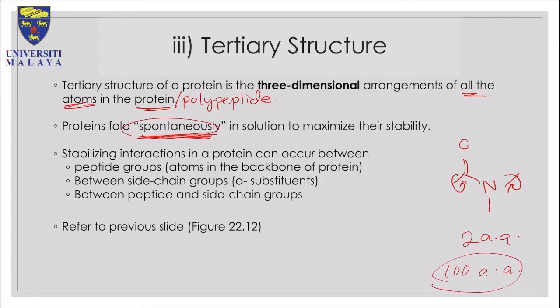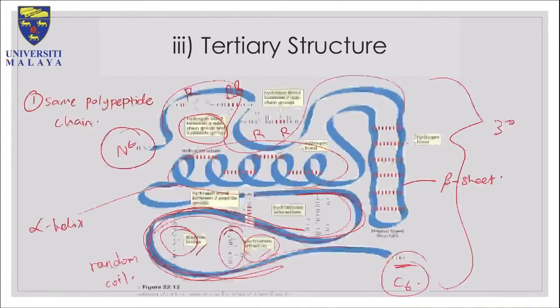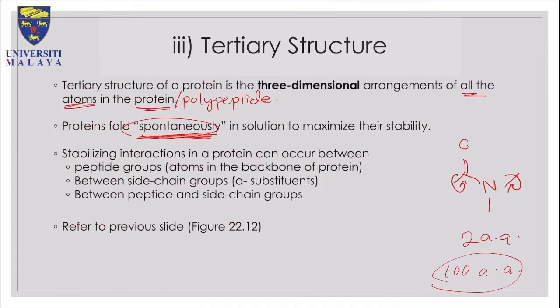Okay, so stabilizing interactions in a protein can occur between peptide groups, side chains, and between peptide and side chain. As I mentioned, if you look at the previous slide over here, this is the hydrogen bond between the R group and the backbone. This one is between two R groups, and of course on a beta sheet and alpha helix, you know that it's from backbone to backbone. So these are just some examples of stabilizing interactions.